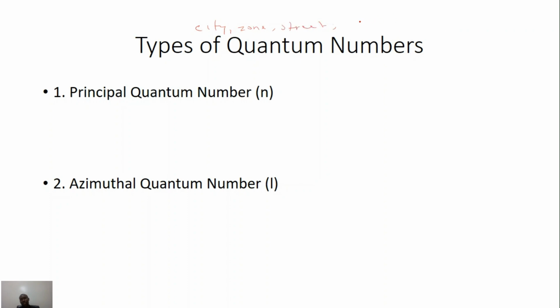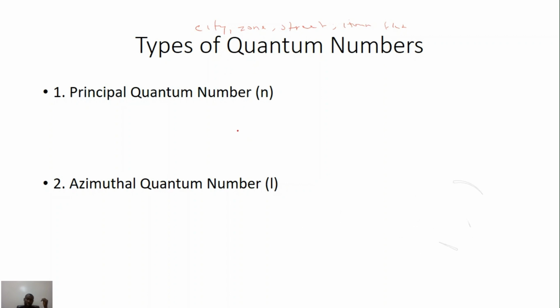You talk about probably the house number and the flat number, right? The same way is true for electron configuration, and the quantum numbers are the different components of the electron configuration that will tell you where an electron can be found in an atom.